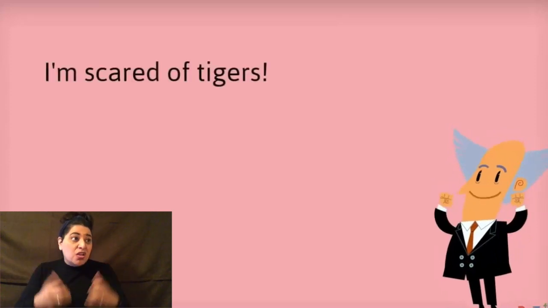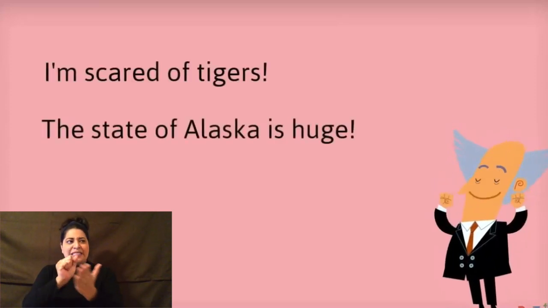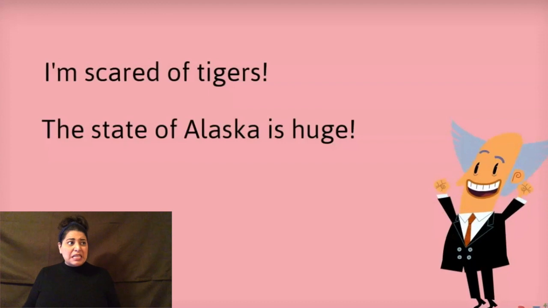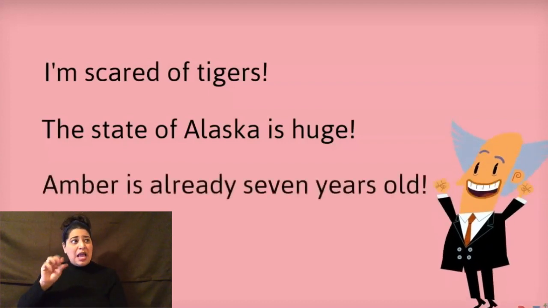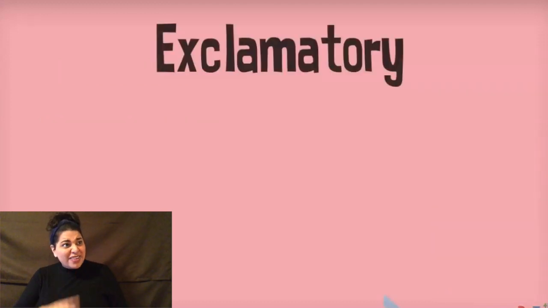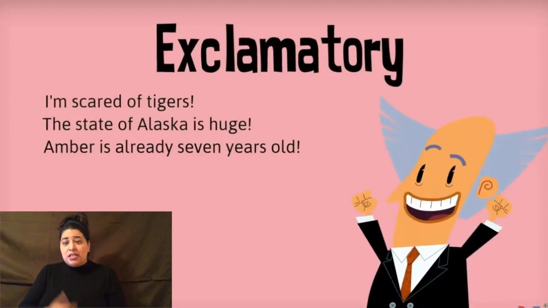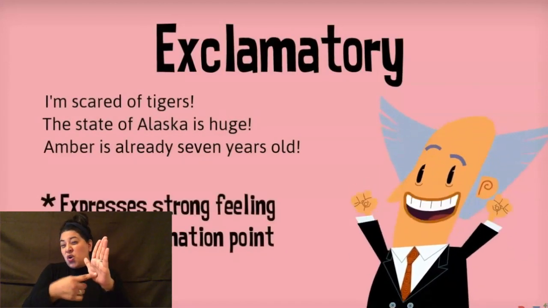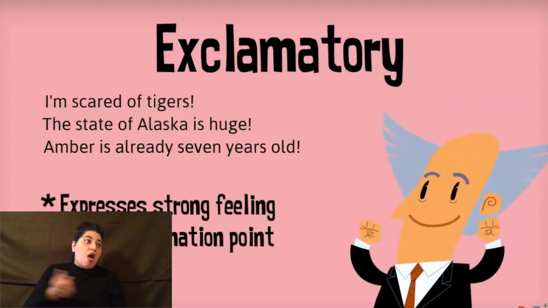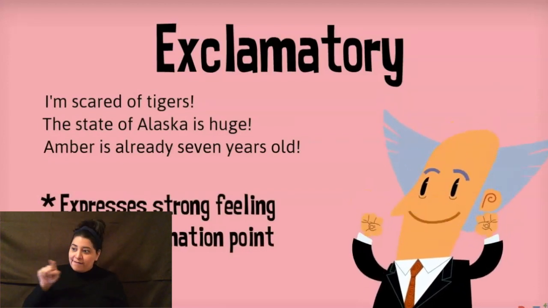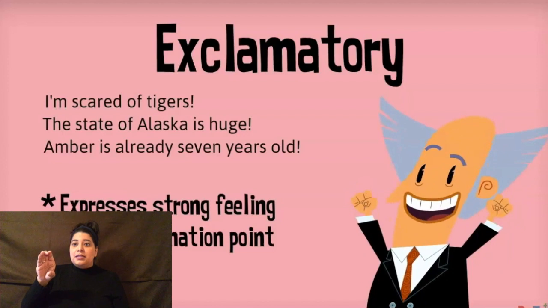I'm scared of tigers! The state of Alaska is huge! Amber is already 7 years old! Each of these exclamatory sentences expresses a strong feeling. To show these strong feelings when we write, all exclamatory sentences must end in an exclamation point.